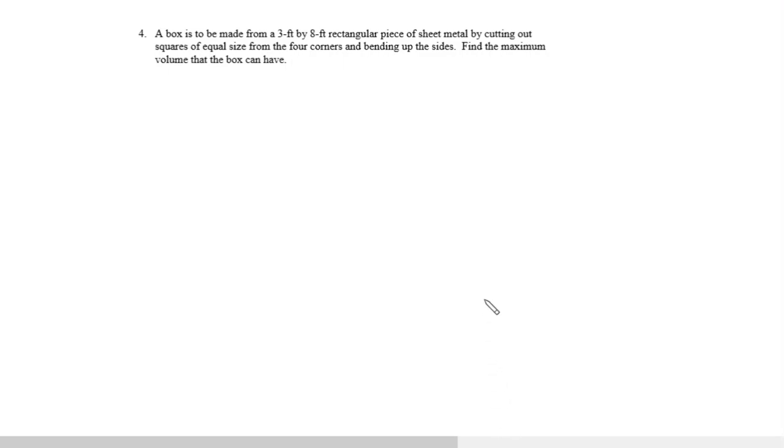All right, so I'm diving into the next example in this two-part optimization series. This is a pretty tricky one, but you're going to see it's not too bad. It looks worse than it really is. So let's just read through it.